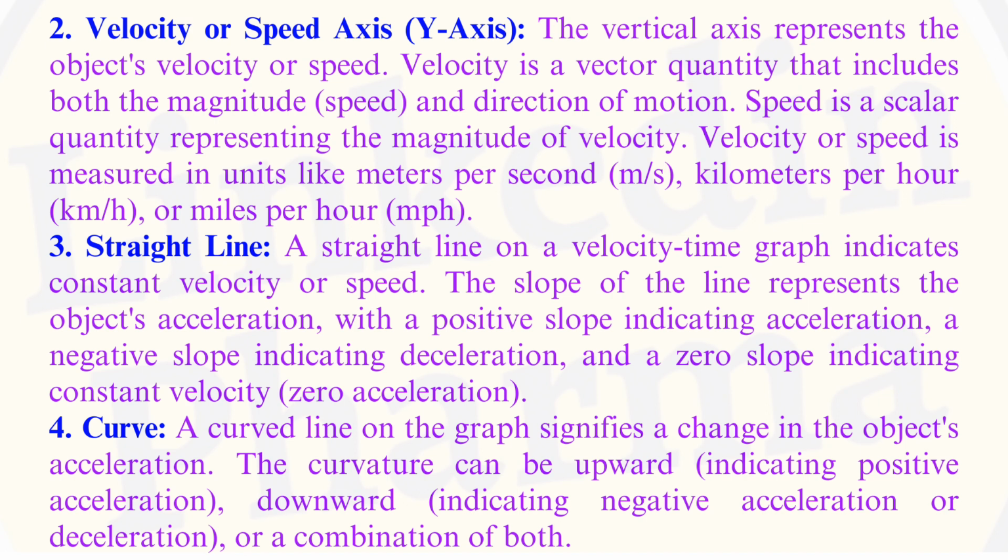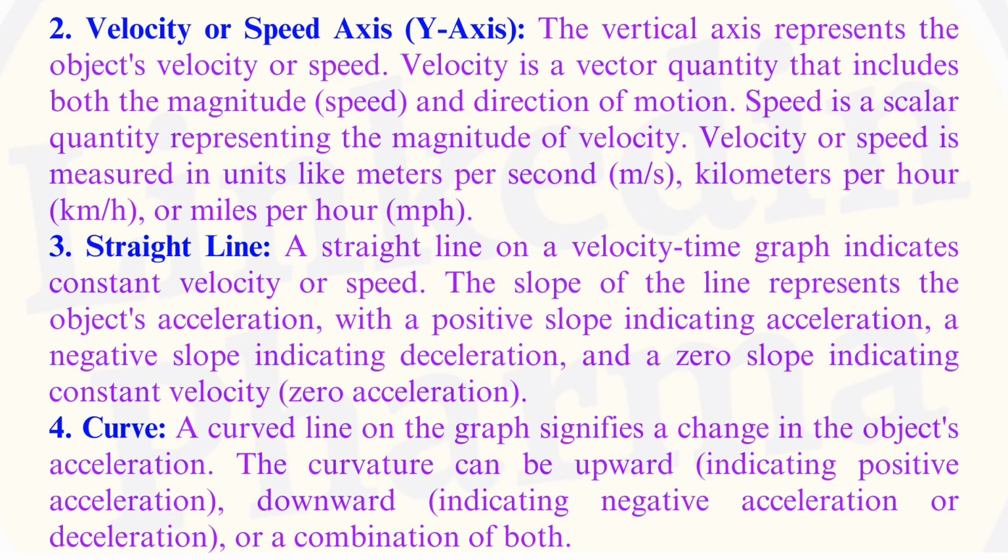Velocity is a vector quantity that includes both the magnitude, speed, and direction of motion. Speed is a scalar quantity representing the magnitude of velocity. Velocity or speed is measured in units like meters per second, kilometers per hour, or miles per hour.